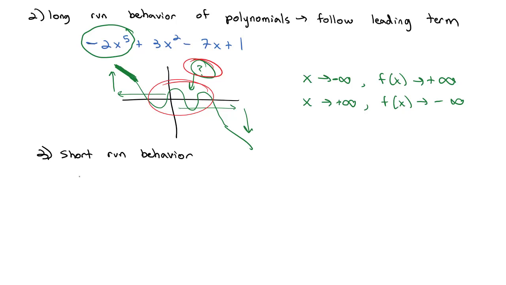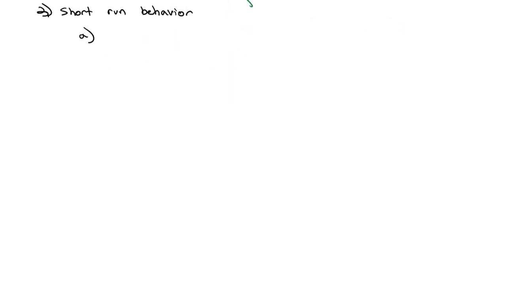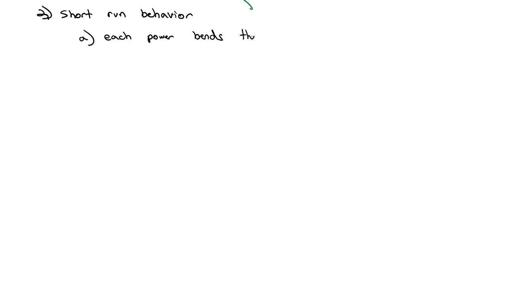A couple of things that we know about short run behavior. The first thing we're going to talk about with short run behavior is that each power bends the graph. Now here's what I mean by that.